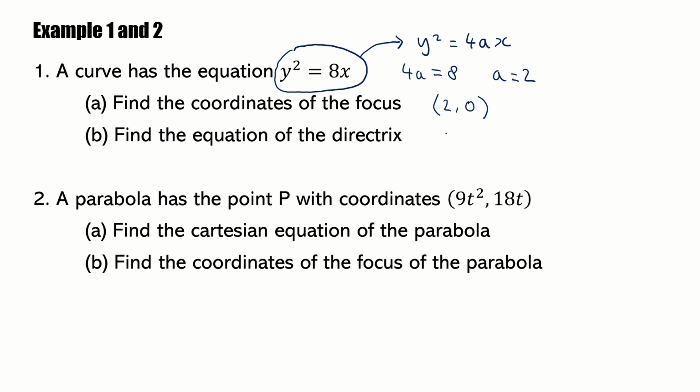And the equation of the directrix was x plus a equals 0, so the equation of the directrix in this case is x plus 2 equals 0. It really is that easy. Before you get your hopes up too much, these things would only be worth 1 mark each, but it's still interesting to note that the easiest stuff in this chapter really is super easy.